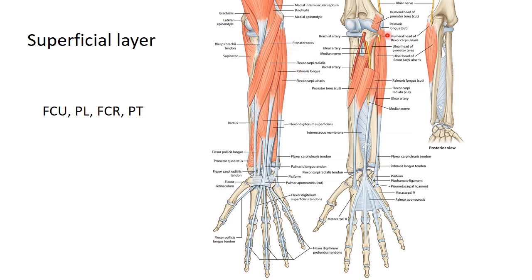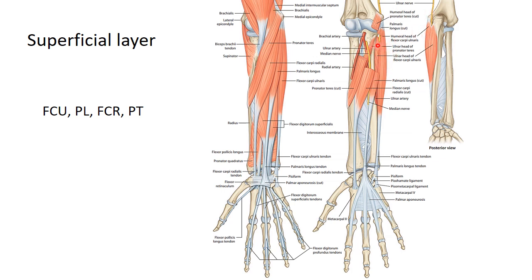So the first muscle is the flexor carpi ulnaris. It has two heads, two origins. The humeral head, which is of course from the medial epicondyle, and the ulnar head from the medial aspect of the olecranon process. So it has two heads. This is the ulnar head and this is the humeral head, and it forms a space for the passage of the ulnar nerve that we will discuss.